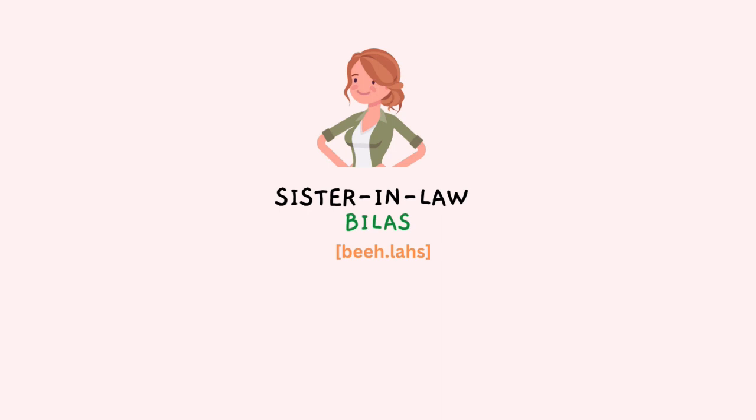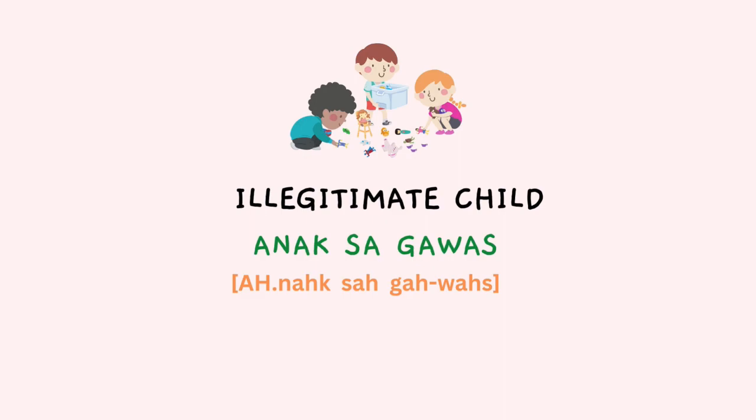Bilas. So you have to be very careful with this one, mga higala. You have to pronounce the letter S at the end, because if you mispronounce it nearer to letter T, it actually means the private part of a woman. Okay? So make sure you pronounce the letter S. It should be bilas. Okay? Next one, illegitimate child. Anak sa gawas. Okay, anak is child, and then sa gawas is actually from outside. So anak sa gawas is illegitimate child.